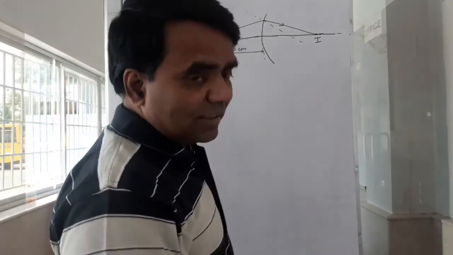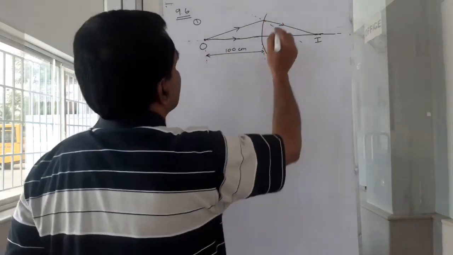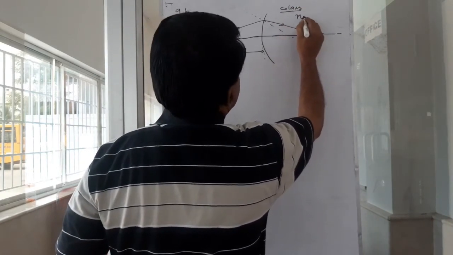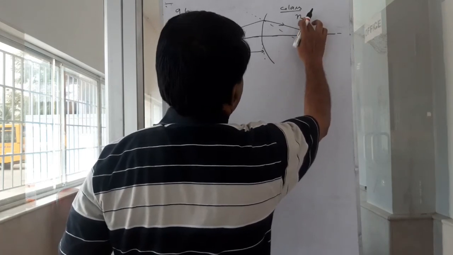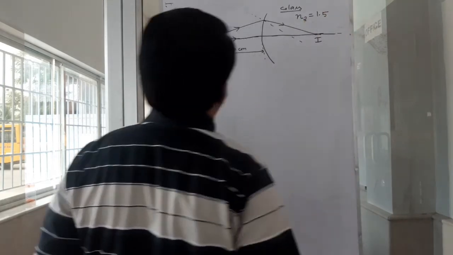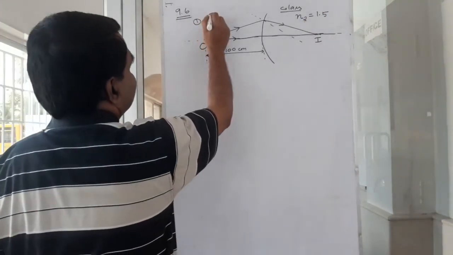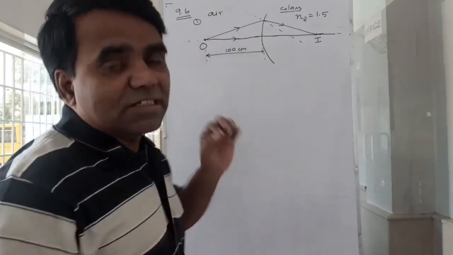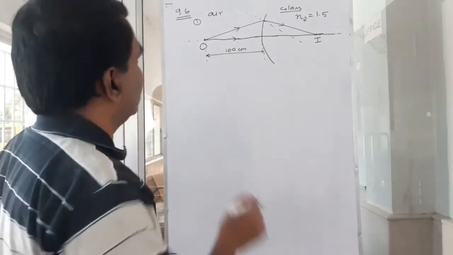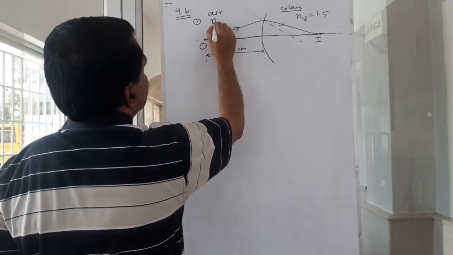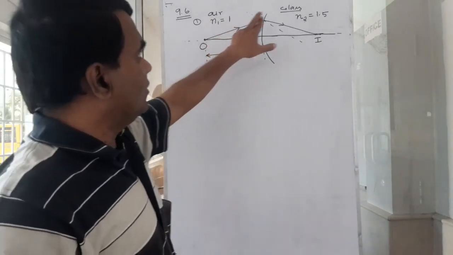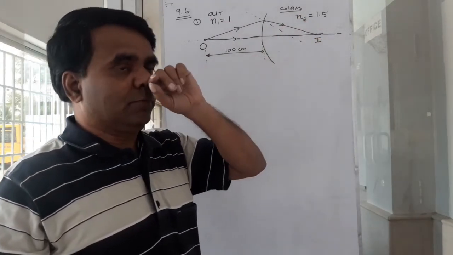And they have also given you something else. It's a refractive index of glass. So this is glass, right? So this is glass. So refractive index of glass, or 2, let's say this is 2, is equal to 1.5. That's given. And this is air. So what is the refractive index of air? It is 1. It is as good as vacuum, right? Almost. So N1 is actually 1. So N1 is 1 and N2 is 1.5.